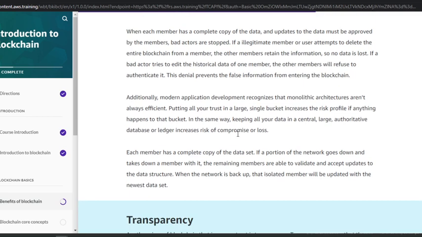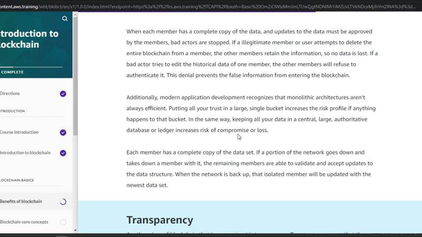Additionally, modern application development recognizes that monolithic architectures aren't always efficient. Putting all your trust in a large single bucket increases the risk profile if anything happens to that bucket. In the same way, keeping all your data in a central, large, and authoritative database or ledger increases the risk of compromise or loss.